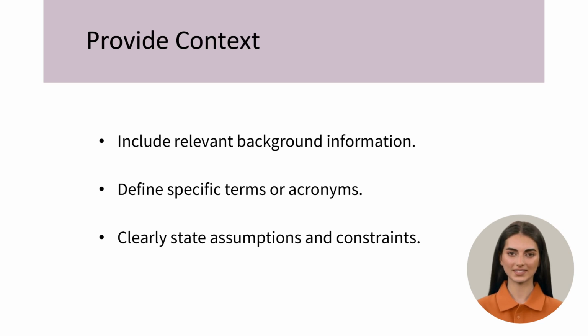Finally, clearly state assumptions and constraints. If there are word limits, formatting requirements, or specific viewpoints to consider, include them in your prompt. For example, you might say, "Summarize this report in under 200 words," or "Write this in a neutral, factual tone." The more guidance you provide, the closer ChatGPT's response will be to what you need. Providing clear context helps ChatGPT generate responses that are more relevant, accurate, and useful.